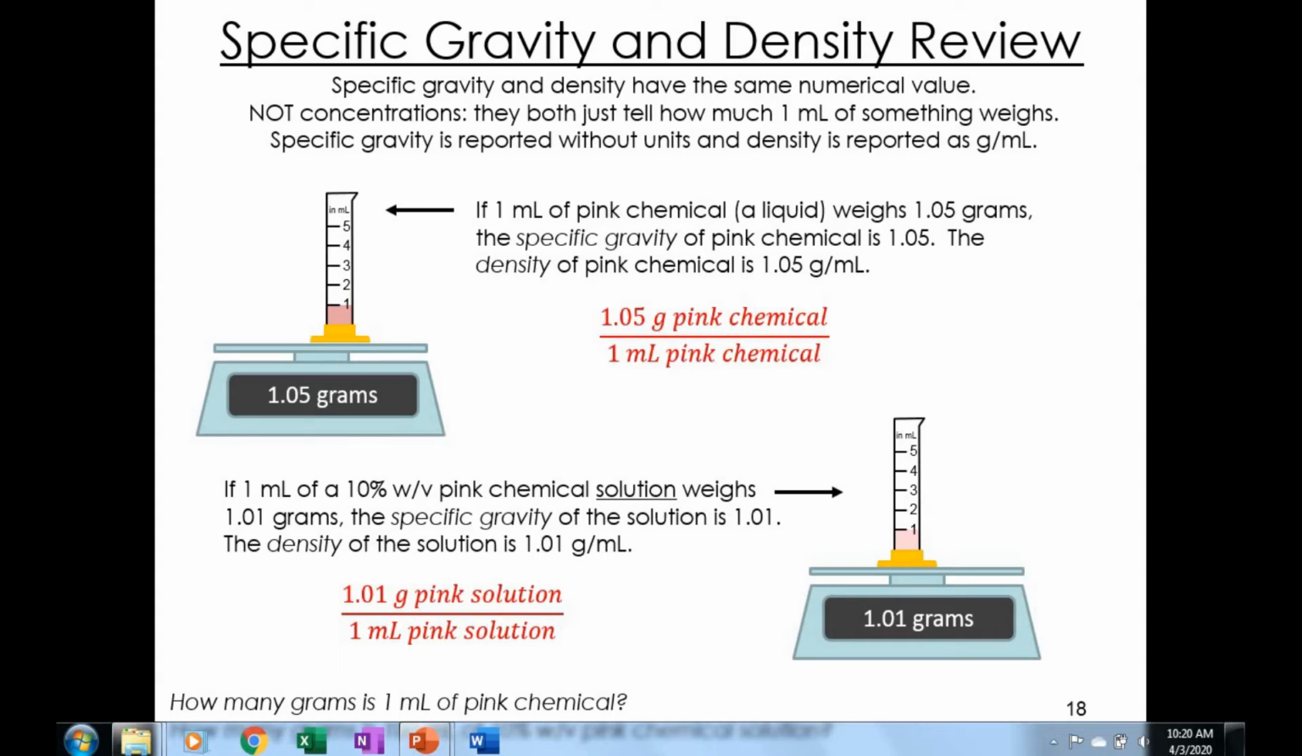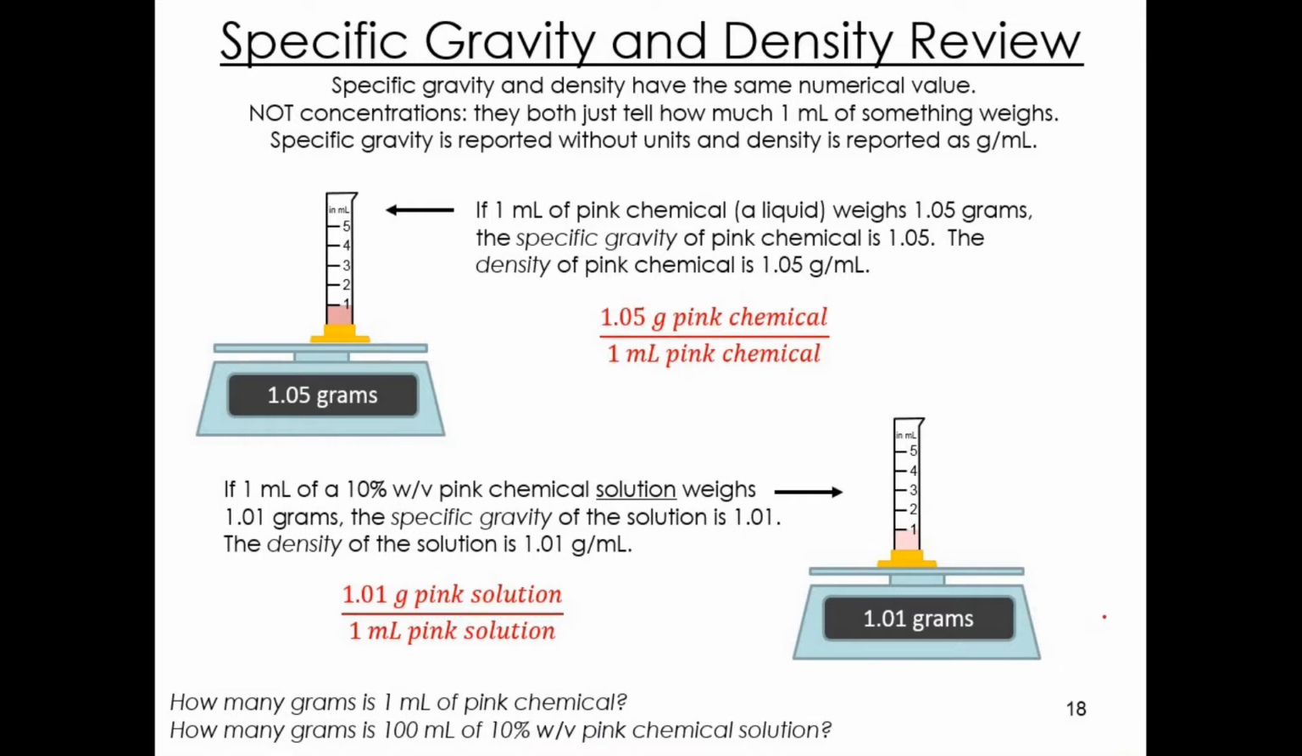For the purposes of pharmaceutical calculations, the values for specific gravity and density are interchangeable. You use them both the same way for the same problems. The only difference you need to worry about is that specific gravities are reported without units and densities are reported in grams per milliliter.